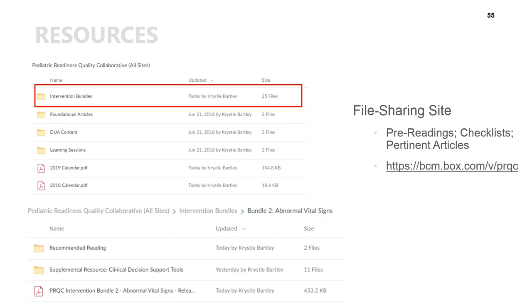So there's recommended readings that are currently posted. There is a section for supplemental resources, which has a host of clinical decision support tools. You'll find copies of evidence-based guidelines from everything from bronchiolitis to urinary tract infections. Remember, we're not endorsing any of those tools, but it's really just a supplemental resource for your site. And then remember that we have a copy of the intervention bundle available there, and I'll also be posting a copy of the recording and today's slides for future use.